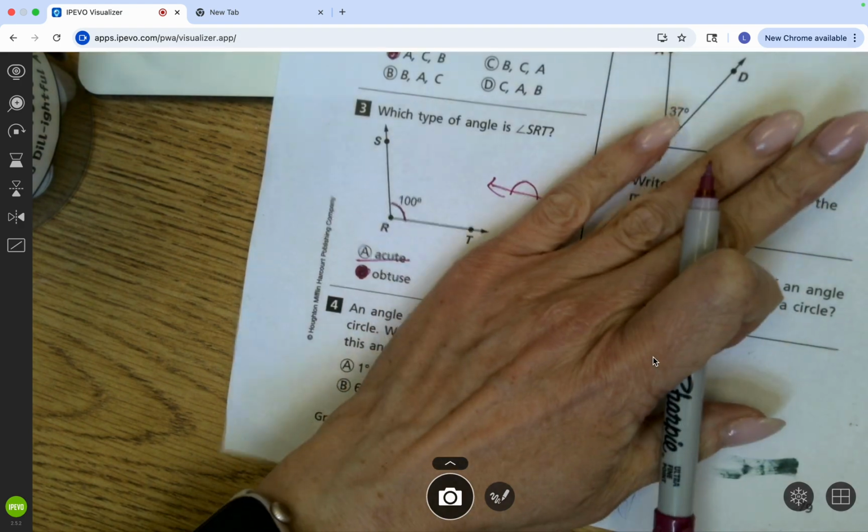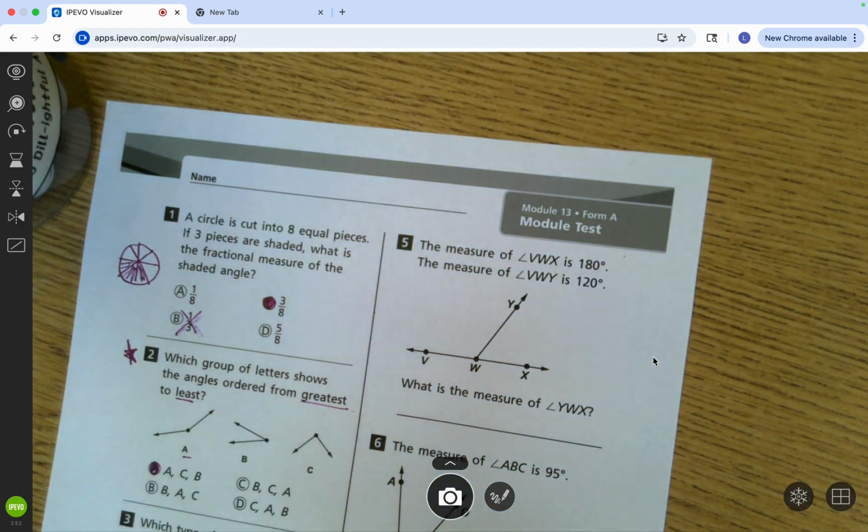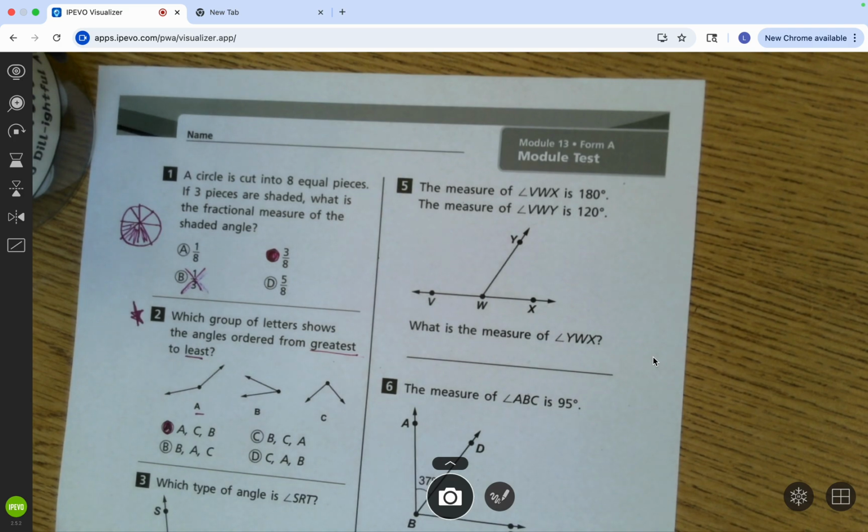All right, moving on to number 5. And remember, pause the video, rewind, solve it on your own. Do not just copy what I'm doing. And I want to see your work tomorrow.